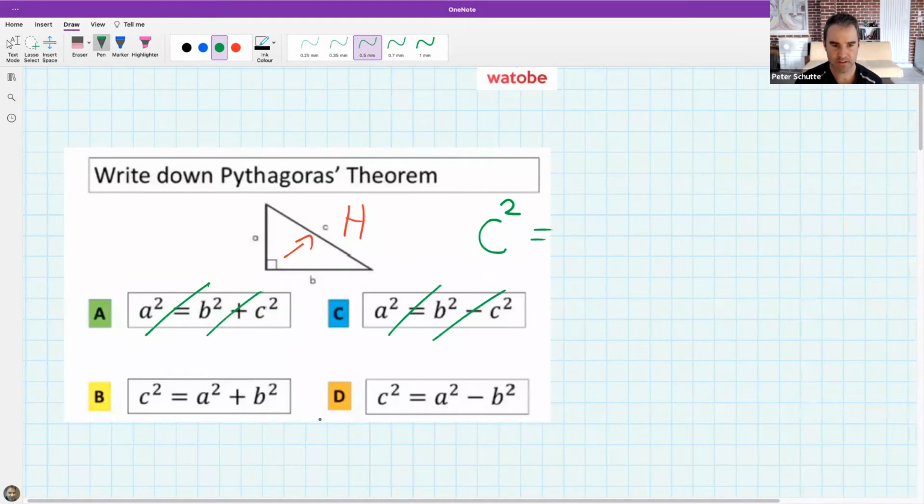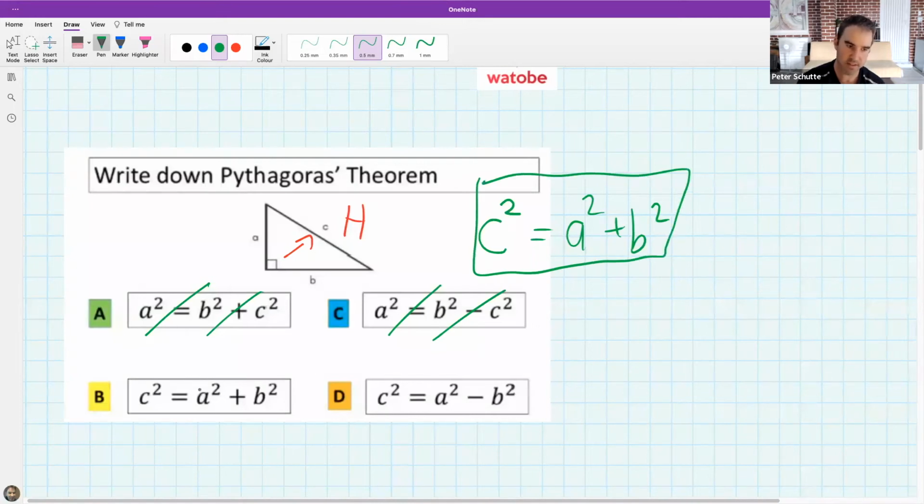But for the theorem of Pythagoras, okay, I see lots of students are going with B. With the theorem of Pythagoras, it's the hypotenuse squared is equal to the sum of the two other sides squared. And so the correct answer is going to be that one, and so that's going to be B down here. D has a minus sign in it, and so that's not going to work.